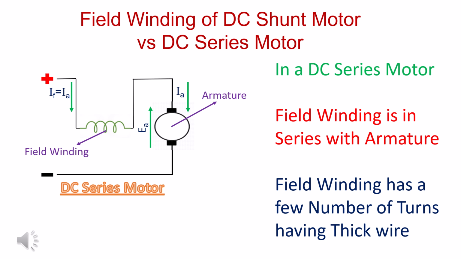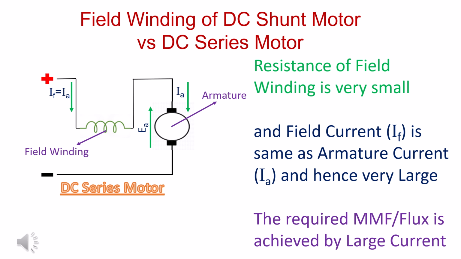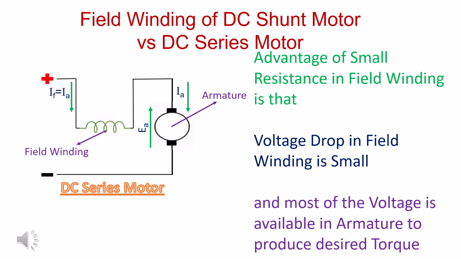In a DC series motor, field winding is in series with armature. Field winding has a few number of turns having thick wire. Resistance of field winding is very small and field current is same as armature current and hence very large. The required MMF or flux is achieved by a large current. Advantage of small resistance in field winding is that voltage drop in field winding is small and most of the voltage is available in armature to produce desired torque.